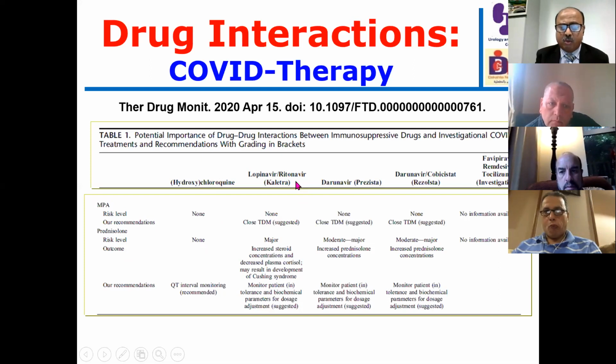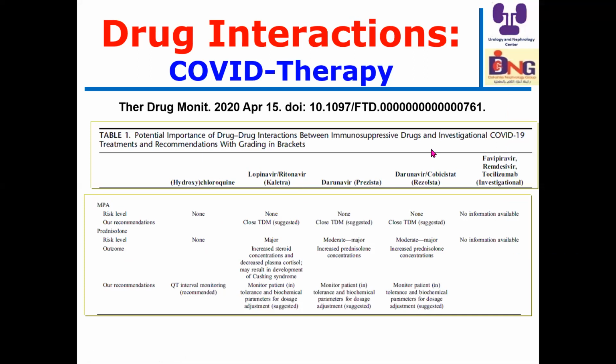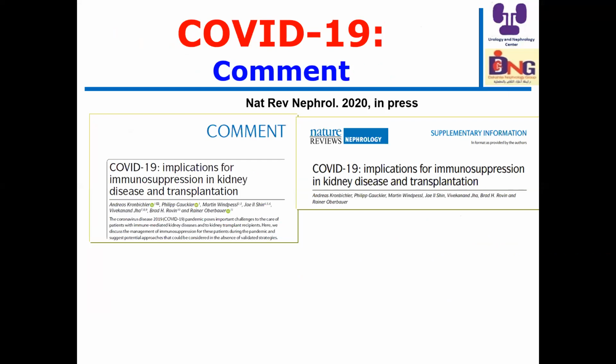For lopinavir, ritonavir, there is a major interaction with cortisone, increasing steroid levels that may lead to Cushing syndrome. So we should keep all these in mind. One very interesting commentary in Nature is on the implications for immune suppression in kidney disease and transplantation, discussing many issues about COVID-19 and immune suppressive drugs.